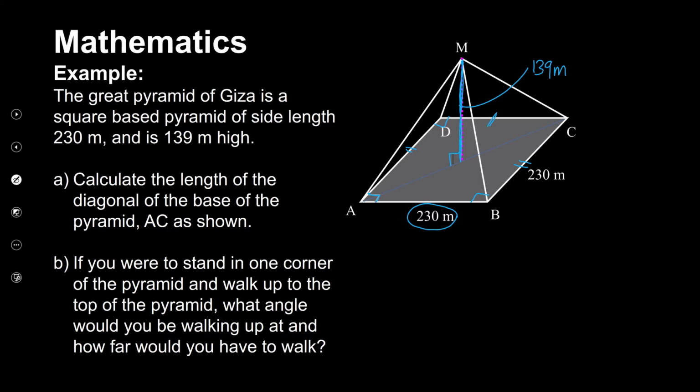The first question they ask us, though, is calculate the length of the diagonal of the base of the pyramid, AC, as shown. So the first question tells us they want us to calculate this length, the length of AC. And you can see it's going to be a pretty simple calculation because we have a right angle triangle ABC here. And we have the two sides, so we can probably just use Pythagoras to complete that one. The second one says, if you were to stand in one corner of the pyramid and walk up to the top of the pyramid, what angle would you be walking up at and how far would you have to walk? Okay, let's first answer the first question and we get to part B as soon as we're done with that.